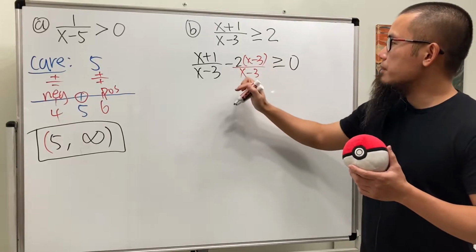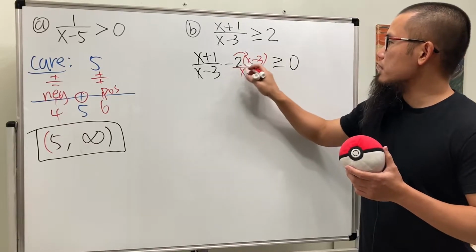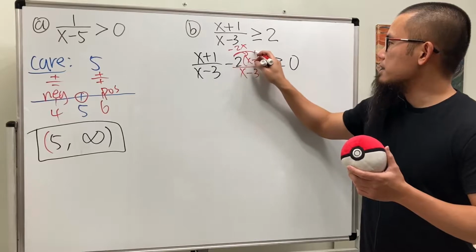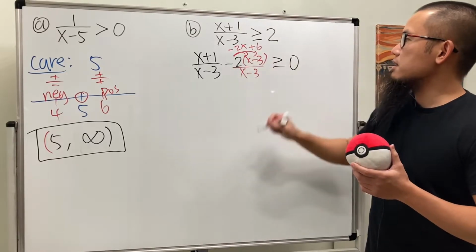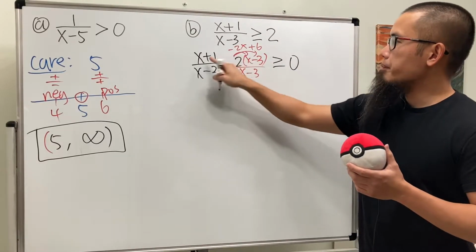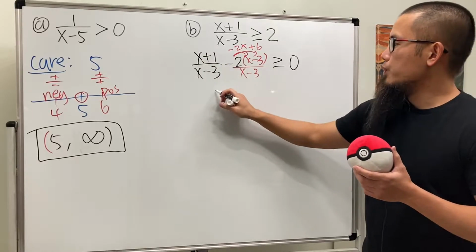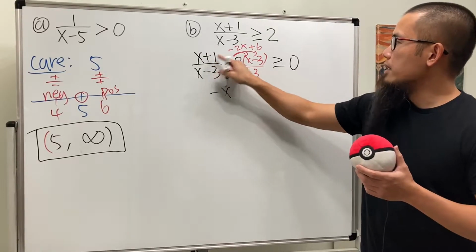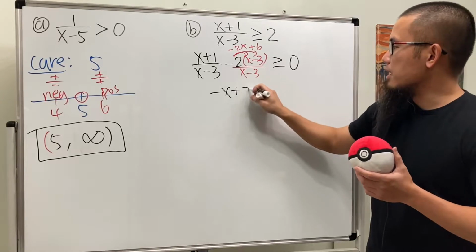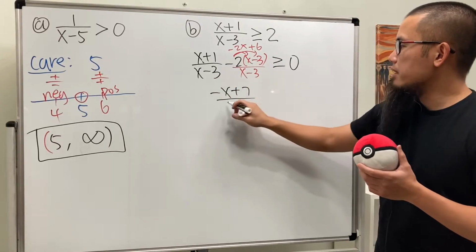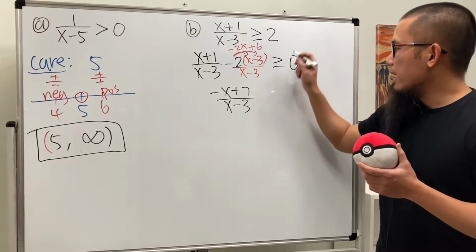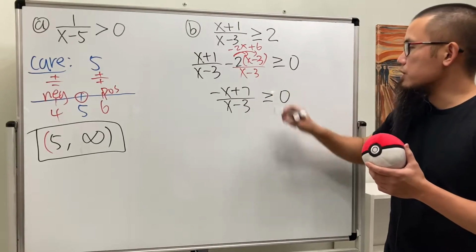And as we can see, this times this is just going to be negative 2x, and then this times that is going to be positive 6. So if we combine x minus 2x, we will get negative x. And then 1 plus 6 is going to be plus 7, and over the denominator, which is x minus 3. And we still want this to be greater than or equal to 0.